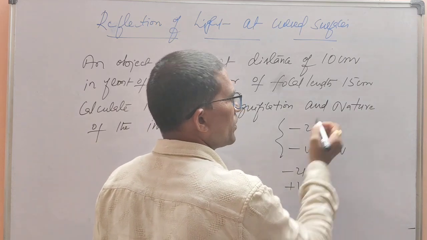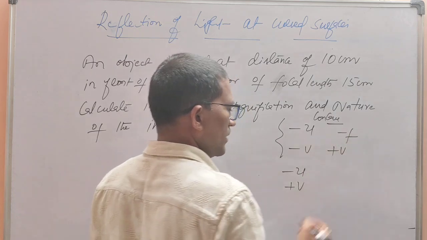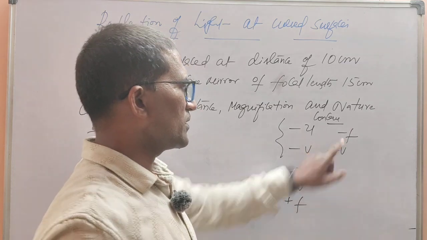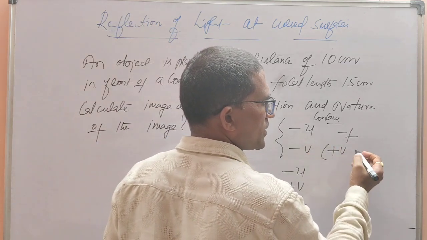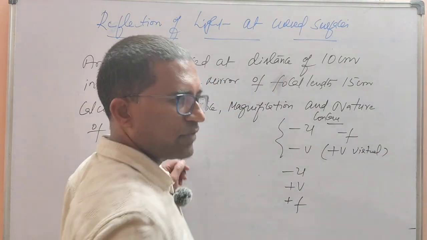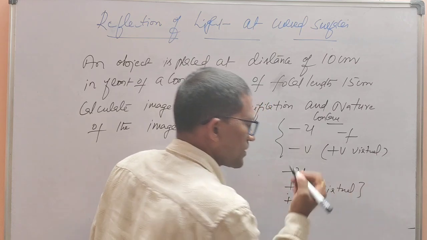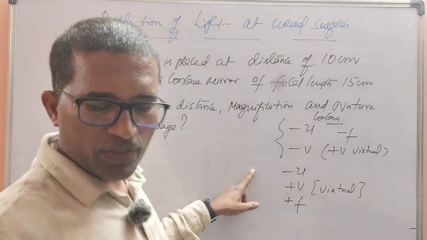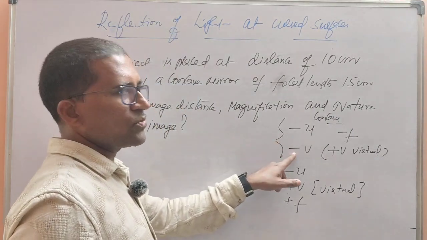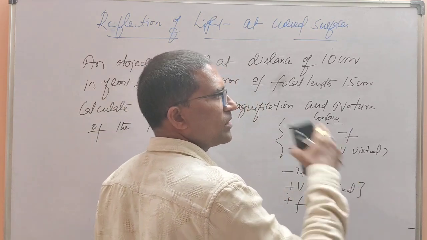And here the focal length for concave mirror is minus. In case of convex mirror, focal length is plus, that is plus f, and here it is minus f. Are you understanding? You have to remember one case: the convex mirror always forms a virtual image only. Hence the image distance is always positive for convex mirror, and for the concave mirror always negative. Only one exception, that is positive when the image is virtual.